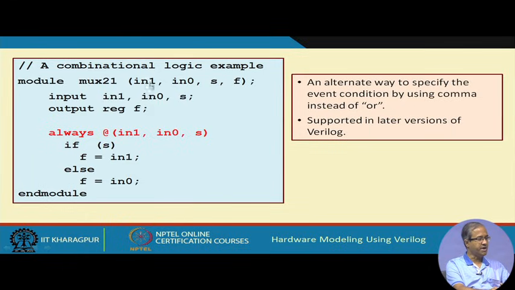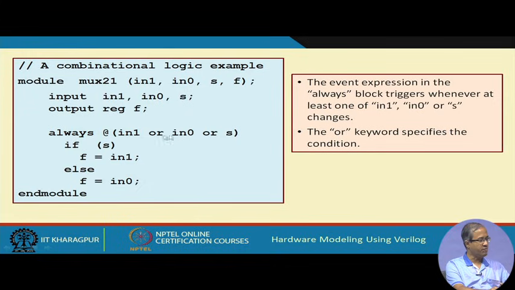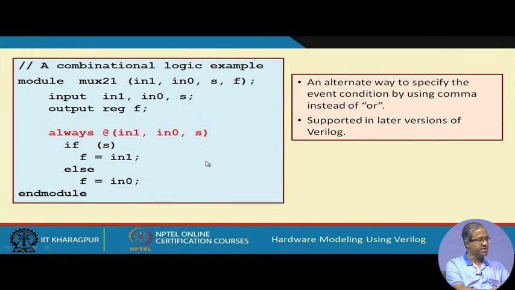Now, I have a slightly modified version of the same program, where in the earlier one we gave OR. Instead of OR we can give commas, same thing. This is just an alternate way of expressing, which may be a little more compact. Instead of writing OR so many times, you can simply separate the variables by commas. Now, this notation is supported in the recent versions of Verilog. So, you can use this.